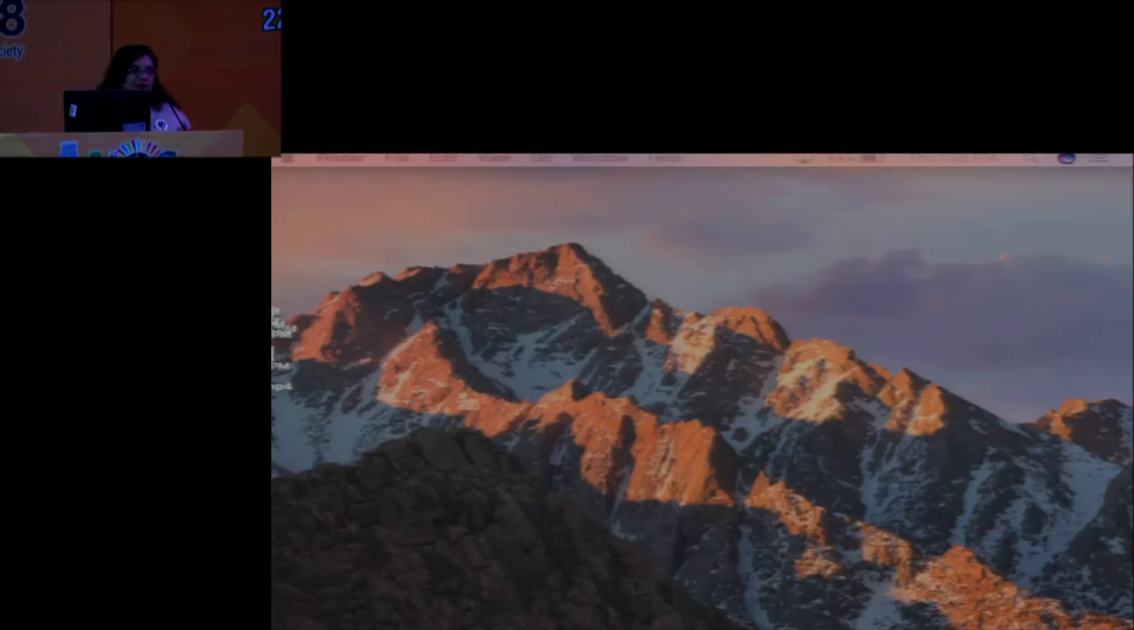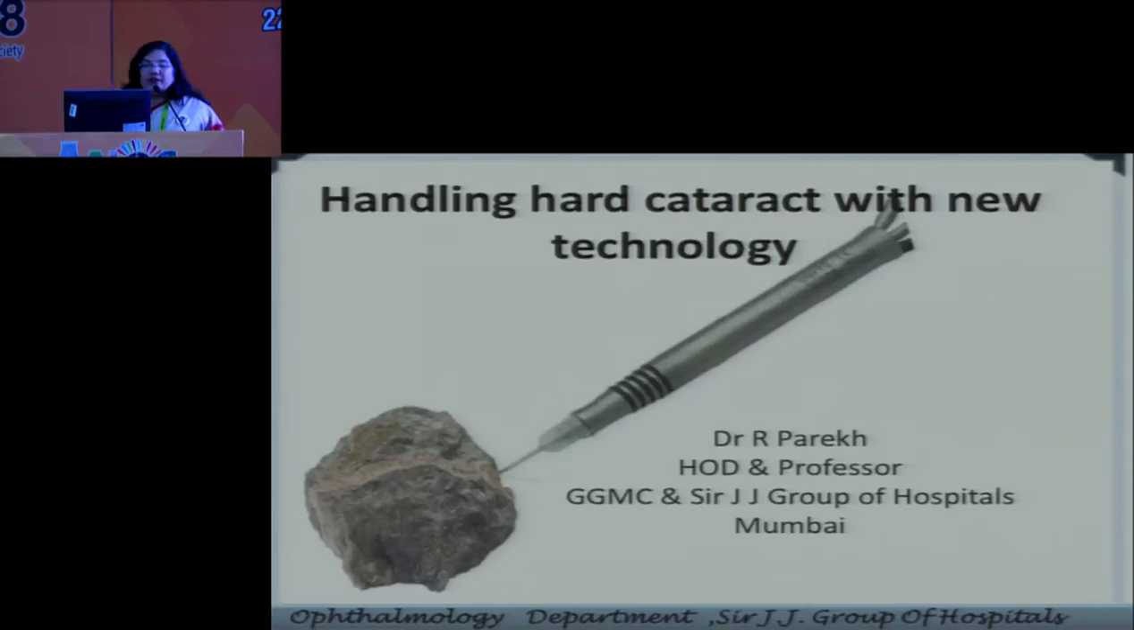Thank you, Padma Shri Dr. Lane sir. Thank you for being my teacher, Dr. Navneet Toshniwal and Dr. Sumit Lane, all my teachers and friends in the audience. So, handling hard cataract with new technology.